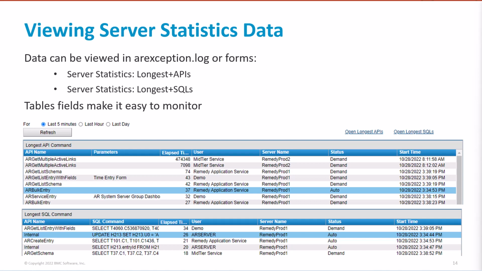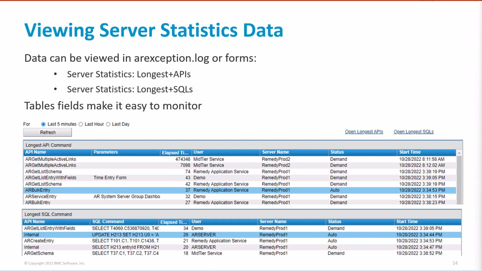Also, it shows the start time, so we can look at this data and we can look at patterns. For example, if we saw several API calls that took a long time at a very specific period of time, that might tell us a pattern about that time. We can also see patterns based on users or server names, etc.